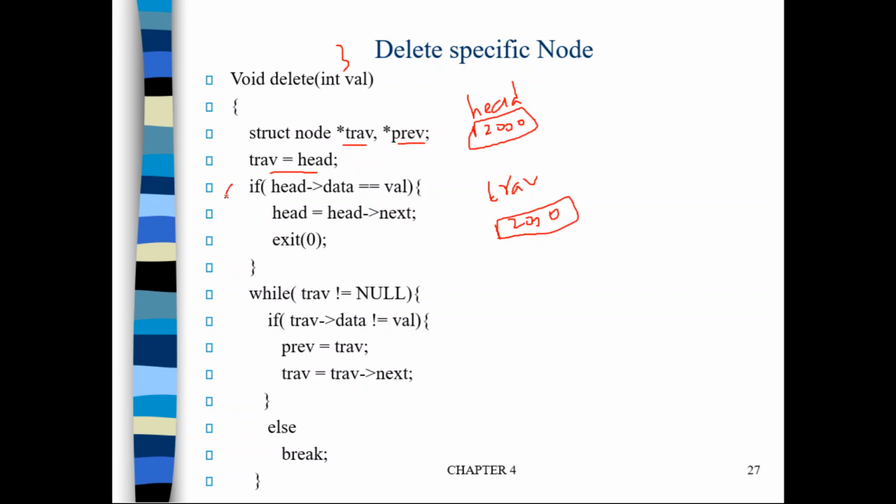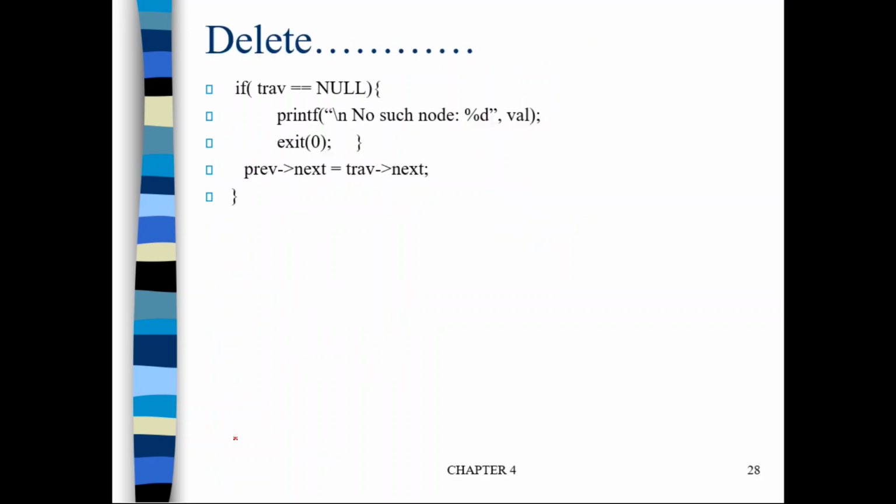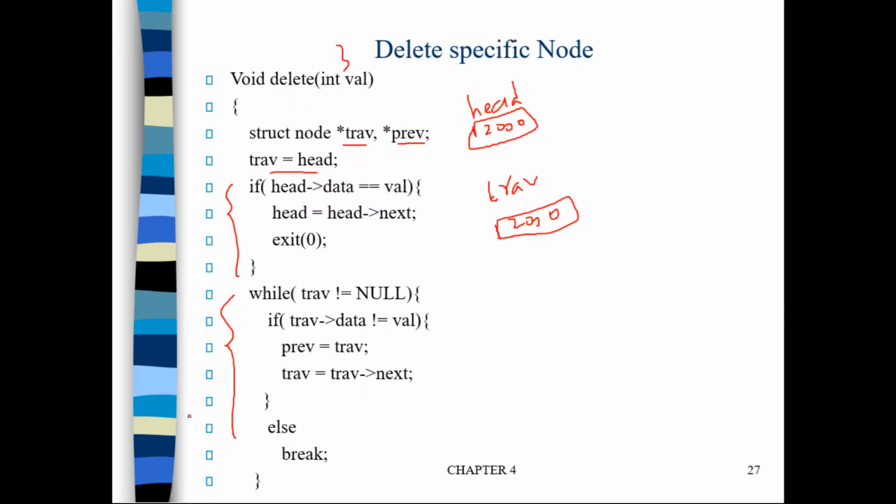This is the case if you want to delete the first node. If head arrow data is equal to val, because this is the node which is to be deleted, that is, if head always points to the first node, and the first node's data is val, then head is equal to head arrow next. We make head point to the second node and come out. Otherwise, if you want to delete nodes from any other location, then this is the logic: while traverse arrow next not equal to null. This is quite similar to the insert logic we discussed.